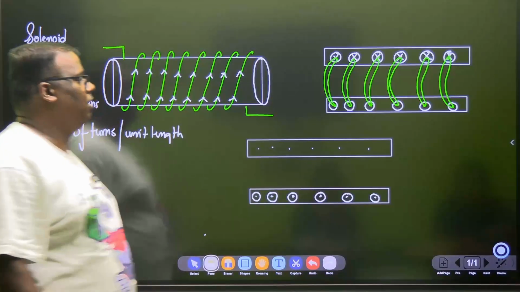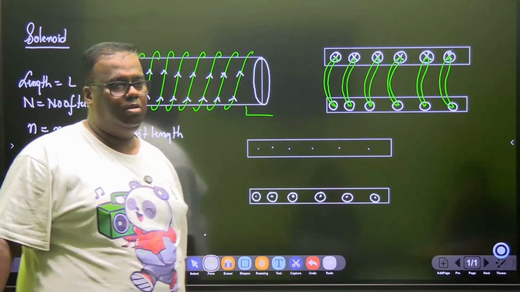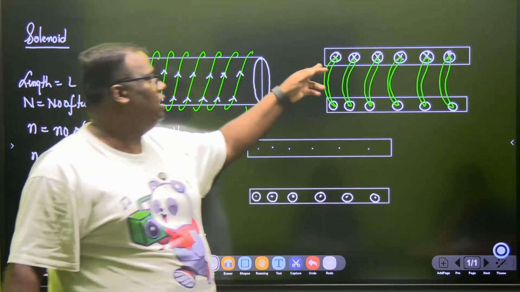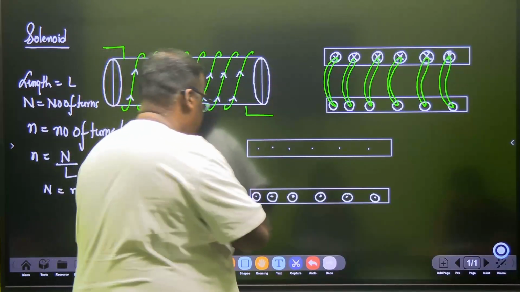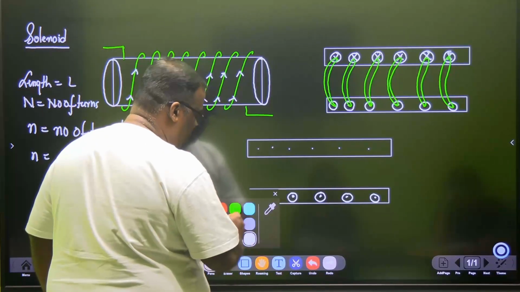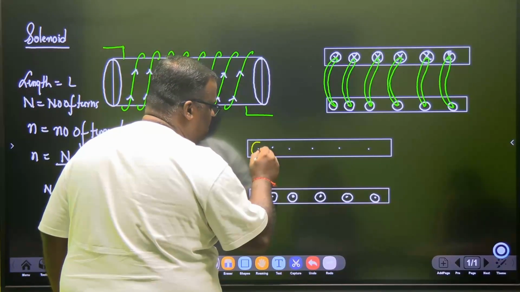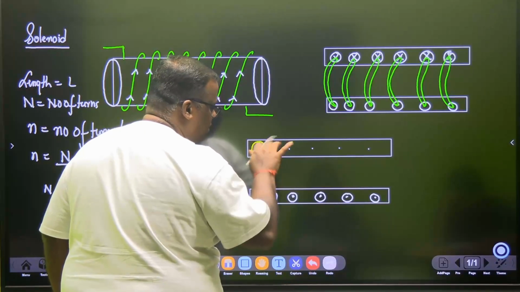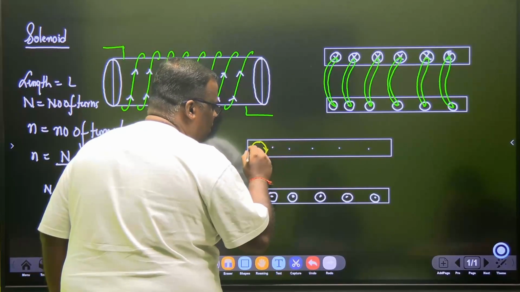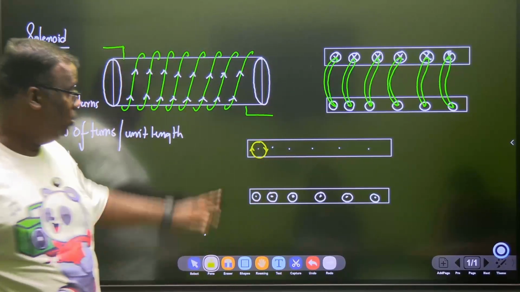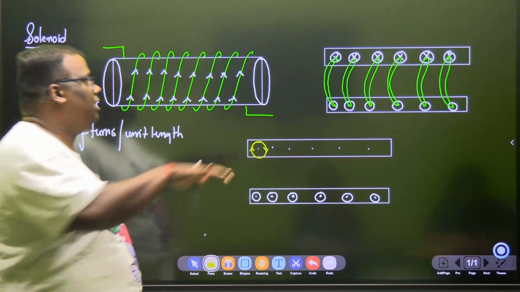So wire is coming out. Now let's apply our right hand thumb rule. Here the current is going inside. So on the first wire, applying right hand thumb rule, I'm making it like this. See, the wire is going inside, so the magnetic field is like this. The yellow is the magnetic field diagram. Current is going inside.